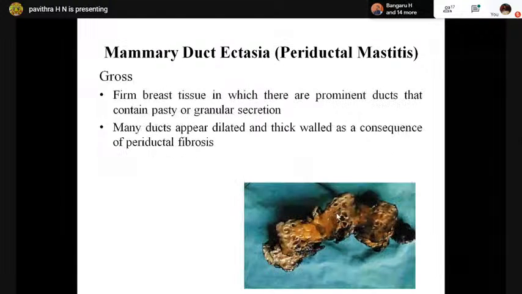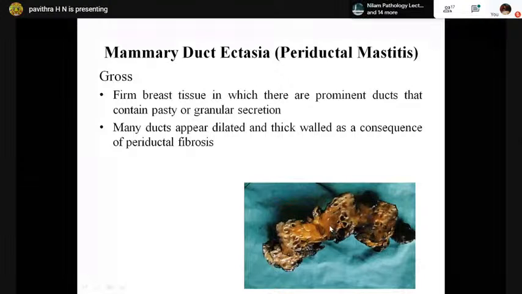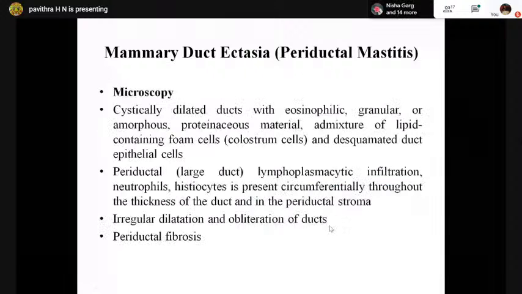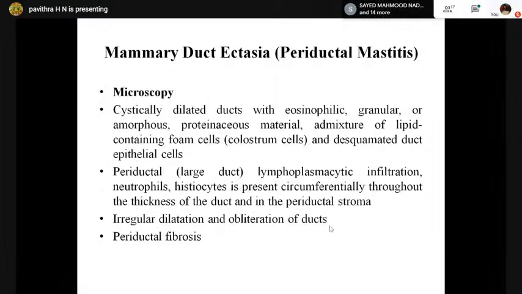This is a gross picture to show that multiple dilated thick-walled cysts may be seen. This is probably the initial stage, where we are seeing multiple cysts and prominent ducts. They usually contain pasty or granular secretions. On microscopy, along with what I told, there are cystically dilated ducts and periductal lymphoplasmacytic infiltrate, there can be neutrophils, histiocytes, and irregular dilatation and obliteration of the ducts and periductal fibrosis.